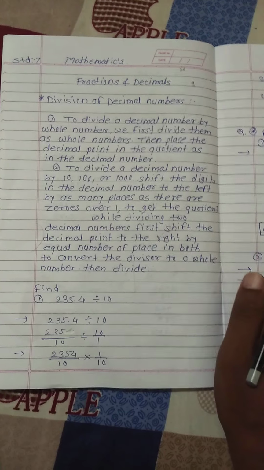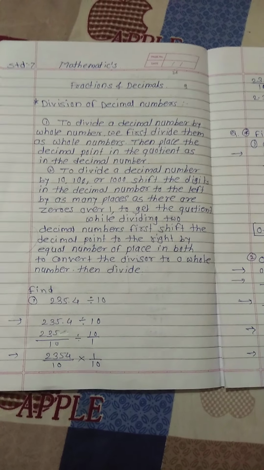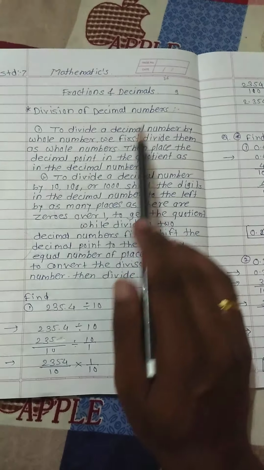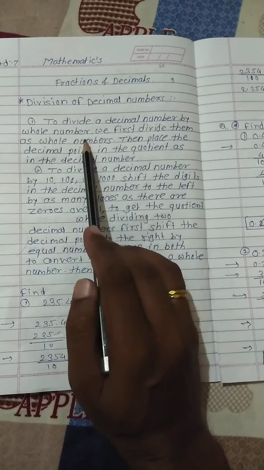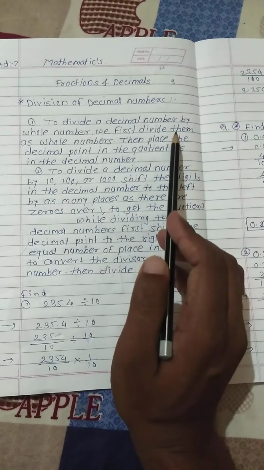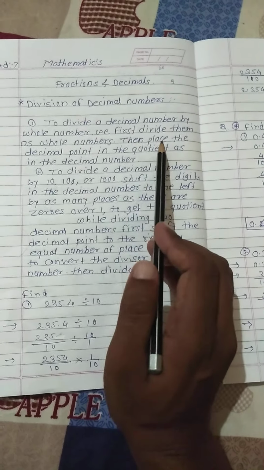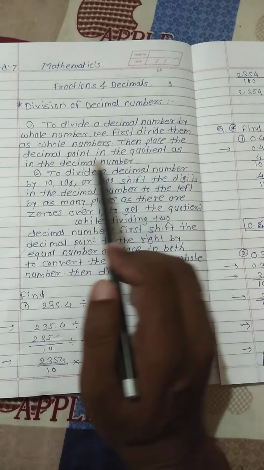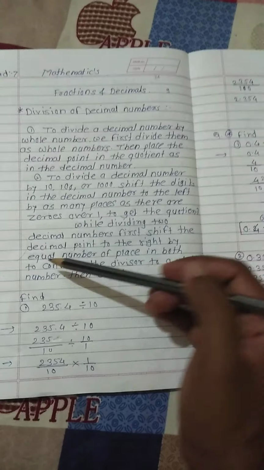For that purpose, we have to remember some steps which are very essential to solve the example. To divide a decimal number by a whole number, we first divide them as whole numbers and then place the decimal point in the quotient. This is the simple procedure.